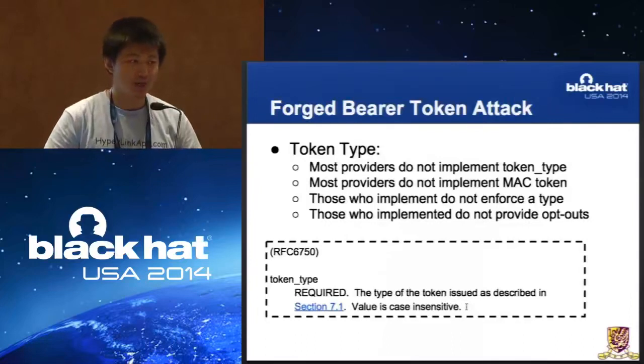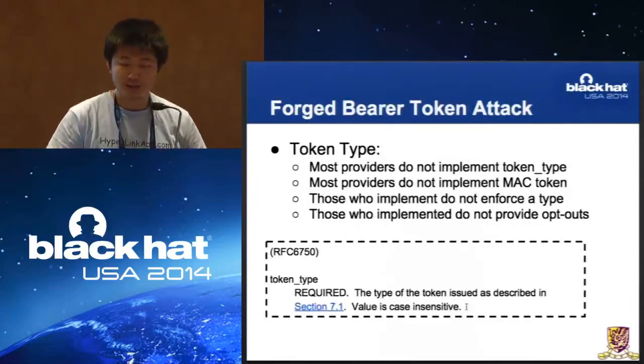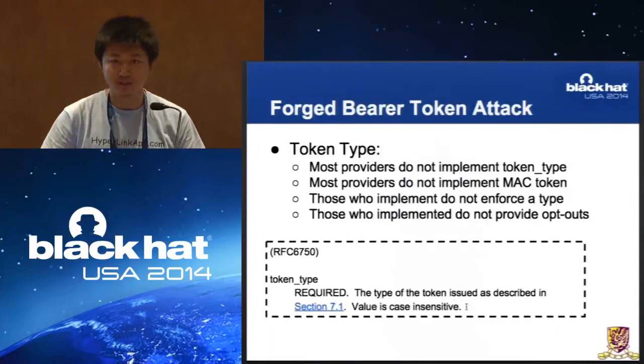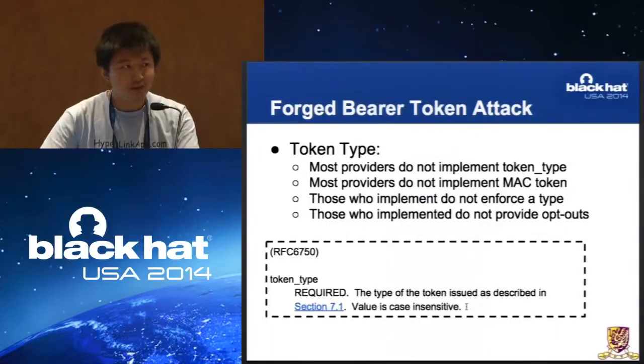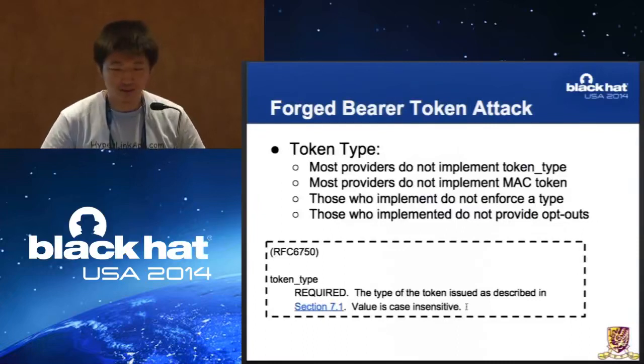Say the app developer, probably he is already aware that, okay, I need to use MAC token. I don't use implicit. I don't use the bearer token. However, the provider does not provide opt-outs. So as an attacker, you can obtain a token and use it in bearer token style. Then that makes the bearer token attack.